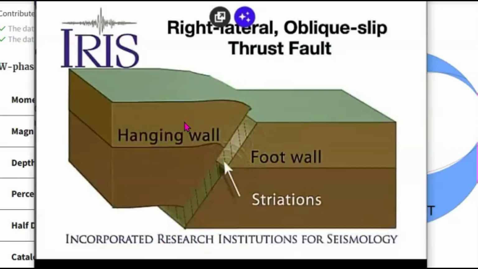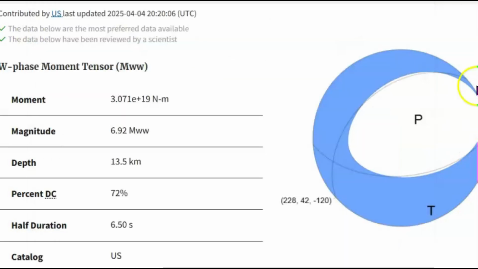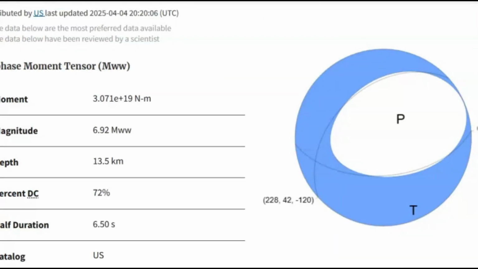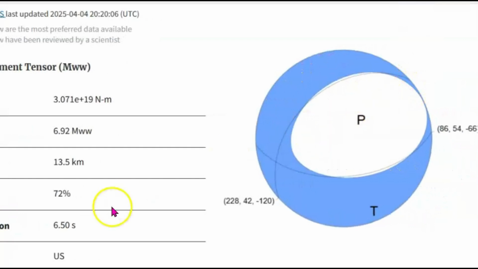But it is by the New Britain Trench, so they could have had landslides also. One side of the fault moved up, and then it also moved. According to the moment tensor ball, it looks like it moved slightly to the west. You can see here how it dropped down. I often say that thrust earthquakes are the worst kind because they often have this uplift and cause tsunamis.